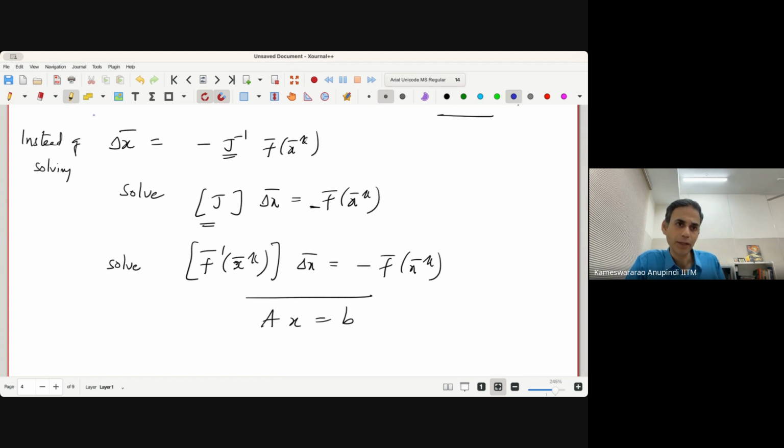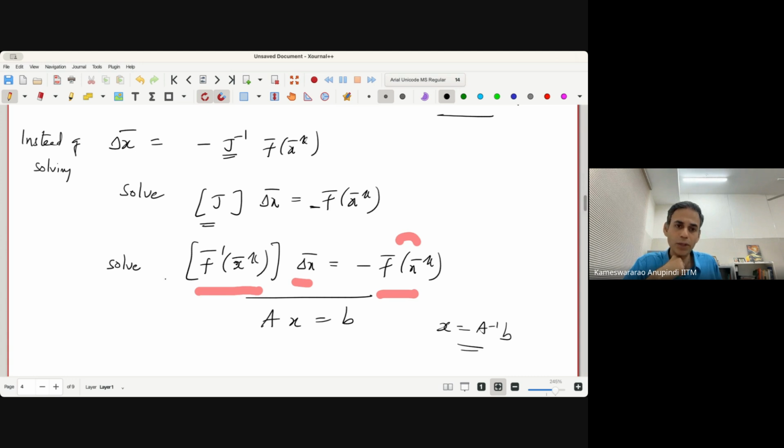We have f bar prime at x bar k, which gives you the entire Jacobian matrix evaluated at x bar k, times delta x bar. This is the unknown. We want to calculate the change in x, y, z, or x1, x2, x3, with a known right hand side. F bar is known and x bar k is known, so calculating f bar at x bar k gives a vector of values. So this is Ax equals b, and solving that is much cheaper than calculating x equals A inverse b.